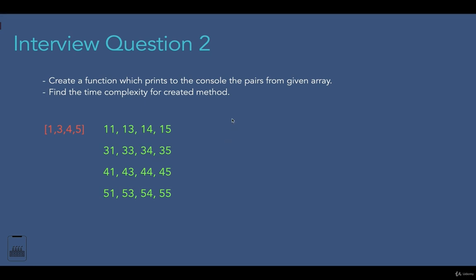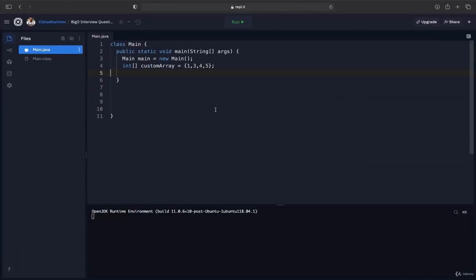So the first thing that we are going to do is create our function in Java. So in Java, I'm going to declare our method, which will be printPairs. This method as a parameter will take an integer array. Then inside the method, we will start to write our logic.